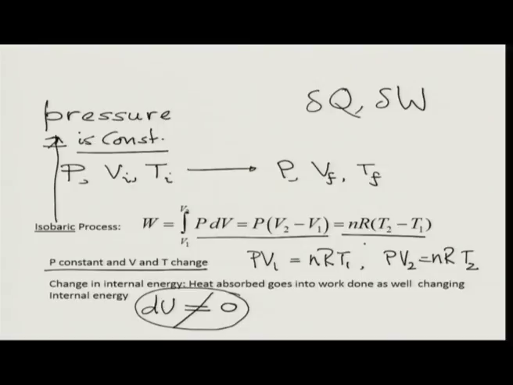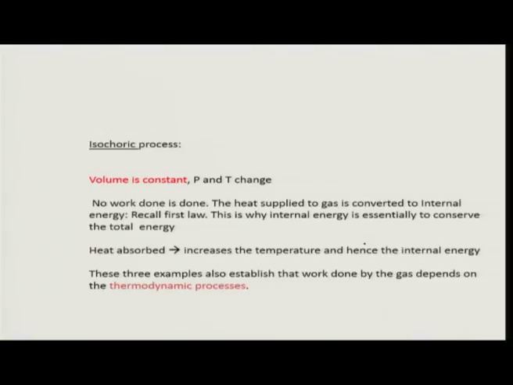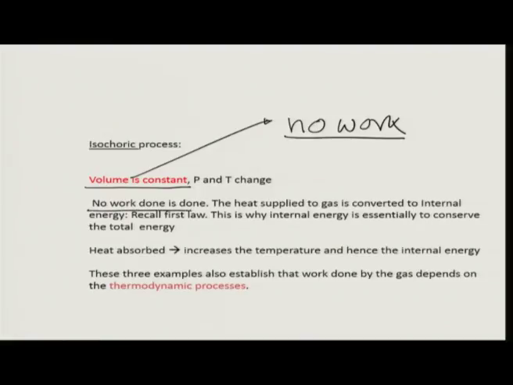So, two thermodynamic processes we have already learned. One is isothermal process and second one is isobaric process. Let us go to the third one, isochoric process. So, volume is kept constant. I am not allowing the volume of the container to change. Immediately I know that I am not allowing any work, no work. As I have written here, no work is done.